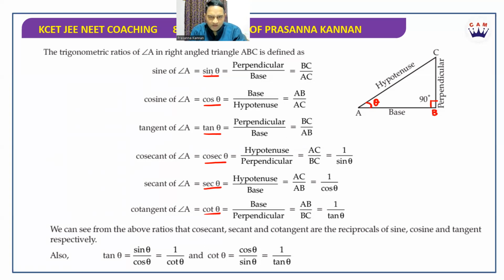Sin theta, cos theta, tan theta. Then they have reciprocals. The reciprocal of sin theta is cosecant theta. The reciprocal of cos theta is secant theta. The reciprocal of tan theta is cot theta. Clear? Cosecant theta is reciprocal of sin theta. Secant theta is reciprocal of cos theta. And cot theta is reciprocal of tan theta. That is the first thing that you will learn, all these 6 trigonometric ratios, what they are.